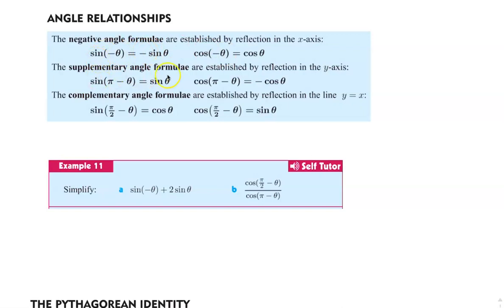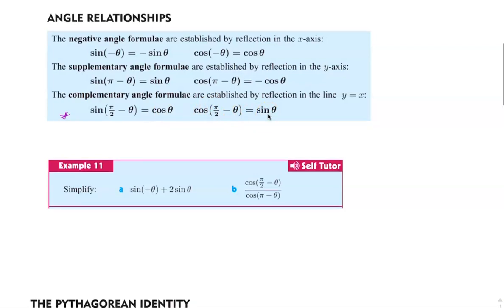We have the supplementary angle formula. If you do sine of pi minus theta, you just get sine back again. If you do cosine of pi minus theta, you actually get negative cosine. And the ones that IB would probably use the most are these two right here. Sine of pi over 2 minus theta is just cosine, and likewise cosine of pi over 2 minus theta is just sine. It has to do with the graphs.